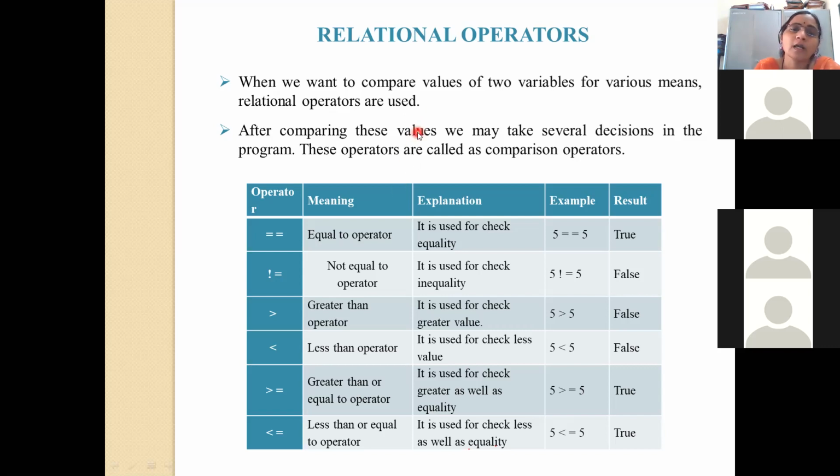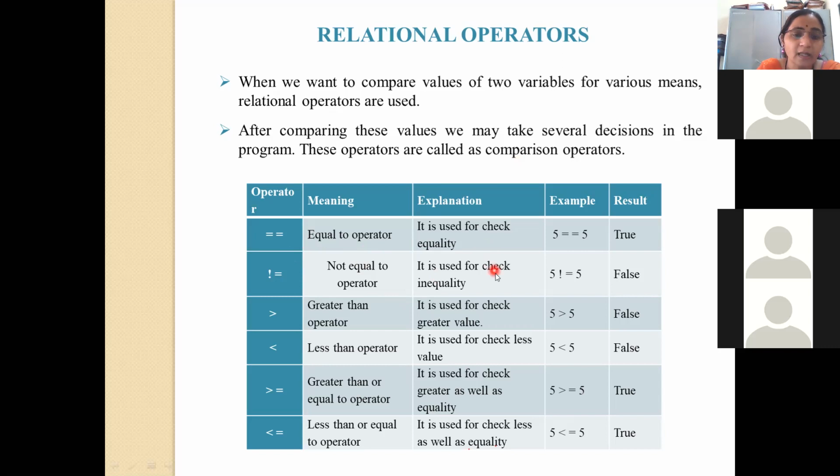Or if you want to compare the values of two variables for various purposes, the relational operators are used. After comparing these values, we may take several decisions in the program. And these operators are also called comparison operators. The synonym of relational operator is the comparison operator. Why are these called comparison operators? Because you have to compare the two values of two variables or more than two expressions, and that's why it is called comparison.